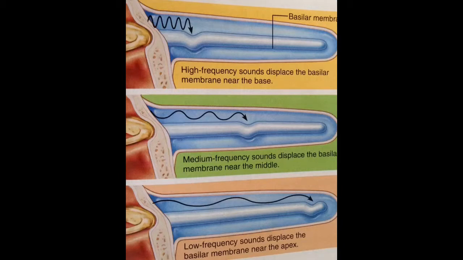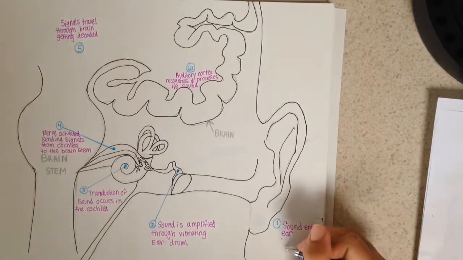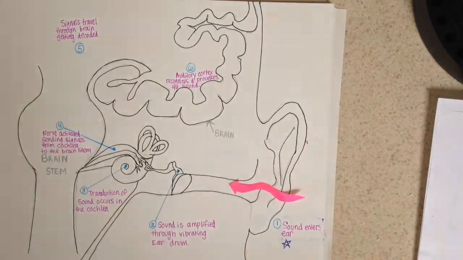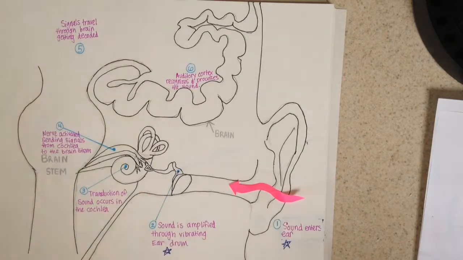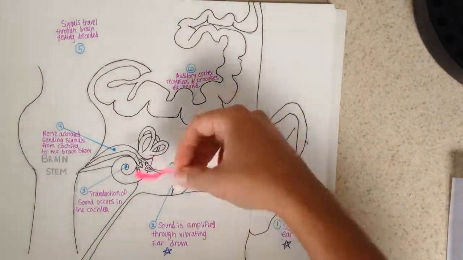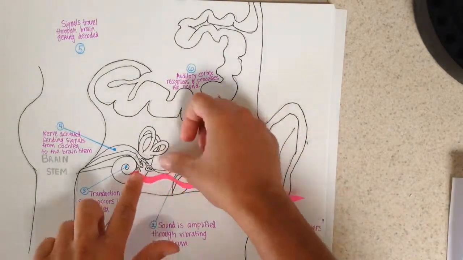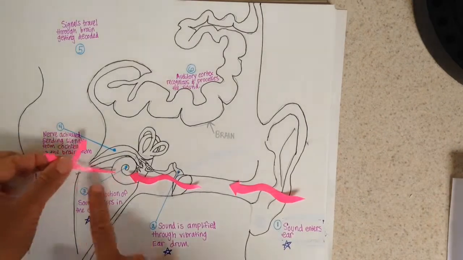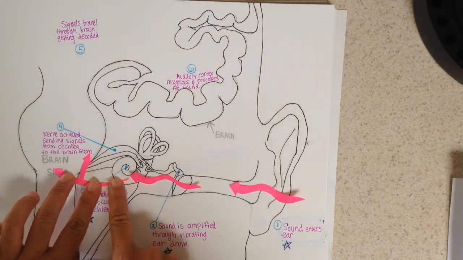The auditory pathway to the cortex. Number 1. Sound funnels and sound waves through the ear. Number 2. The sound is amplified through the vibrating tympanic membrane. Number 3. The cochlea is where transduction of sound occurs, sorting out sound by frequency.